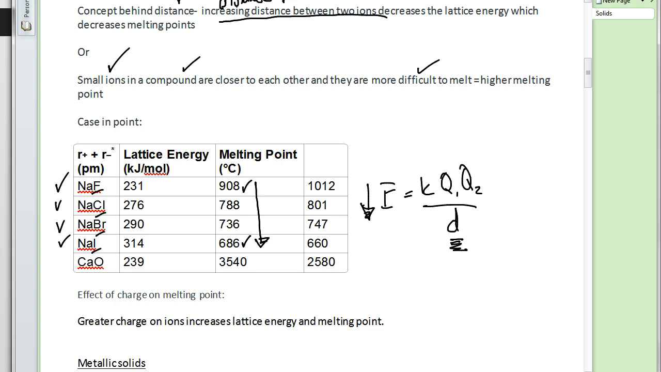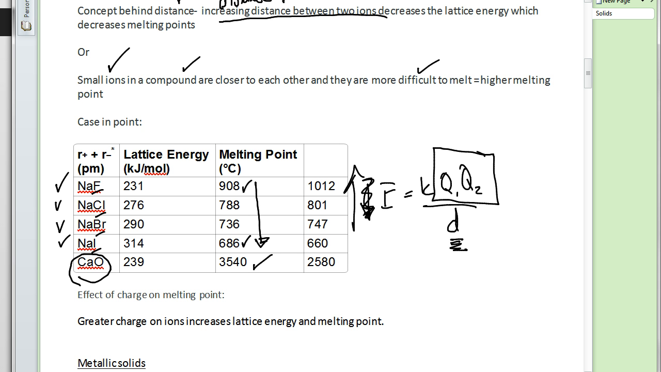And now one thing I should mention here is on our calcium oxide, look at this melting point, 3,540 degrees Celsius, a really high melting point. And the reasoning for that is going to be the charge differential in this formula. You have Ca with a 2 plus and oxygen with a 2 minus, and so you have a greater charge differential, and that is going to cause the lattice energy to go up. It's going to cause the melting point to go up drastically.